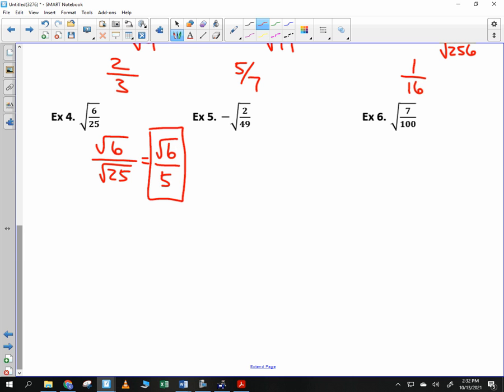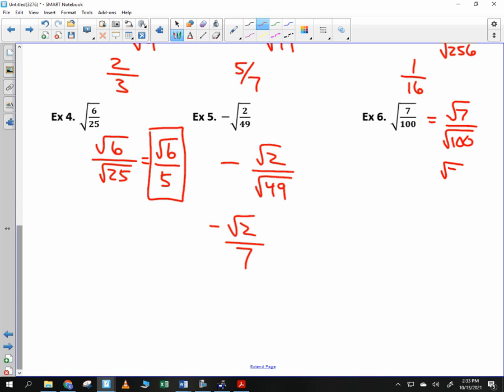If it says negative, then your whole answer is just negative. So we have the root of 2 over the root of 49. You can take the square root of 49 to get 7. So we have negative root of 2 over 7. And for example 6, again, the square root of 7 over the square root of 100, which is just the square root of 7 over 10. So in these situations, it was nice because the denominator always was a perfect square.